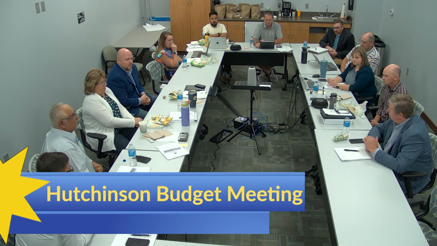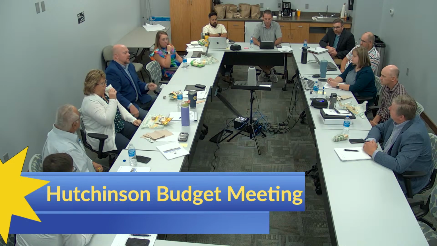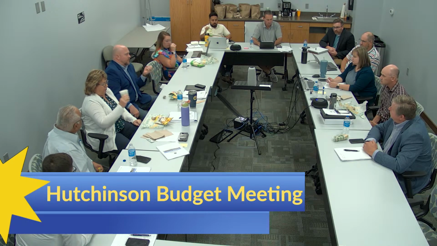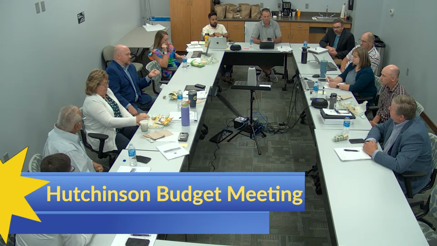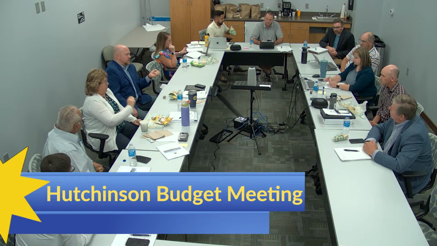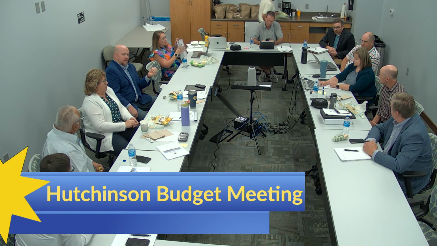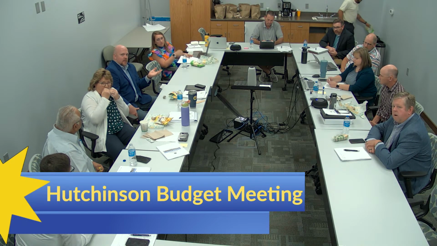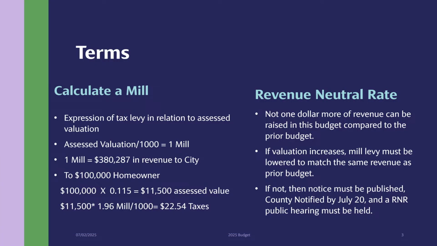If we want to remain flat on the mill levy rate, well, that's fine. You had the math up earlier. If we remain flat on the mill levy, it was $22.50 for every $100,000 house. Yep. If your property is valued at $100,000, it's $22.54 in tax for the city. We remain right at the mill levy we're at.